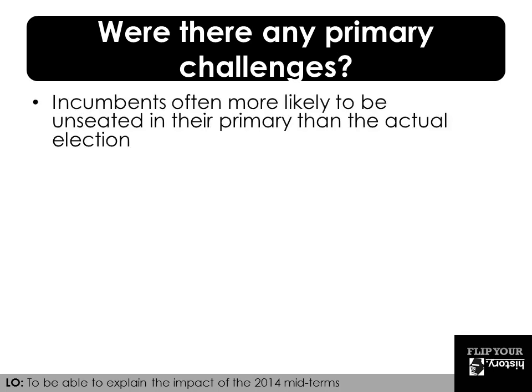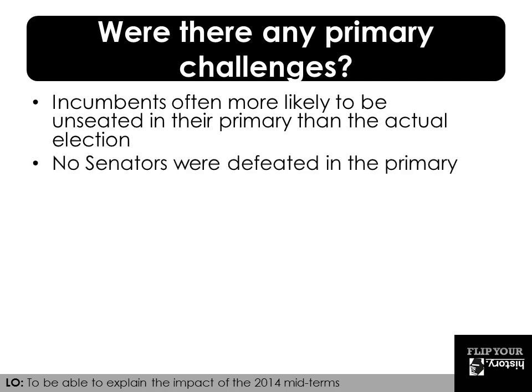So were there any primary challenges? Now, incumbents are often more likely to be unseated in their primary rather than the actual election. This is due to the fact that many seats in both chambers of Congress stay within one party for long periods of time. So often, it is more likely that someone from your own party will take the nomination for that seat, and so take your seat, than the other party defeating you in the election. So no senators were defeated in the primaries in 2014.